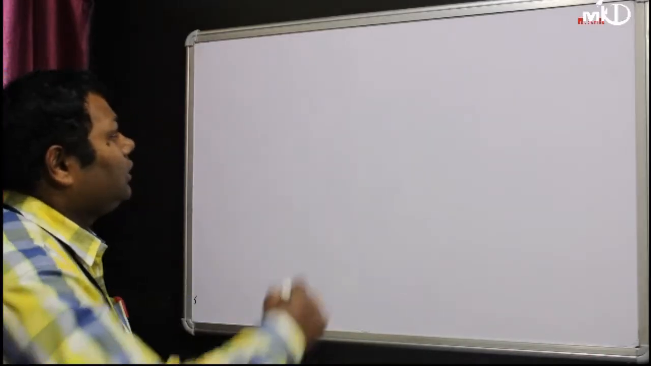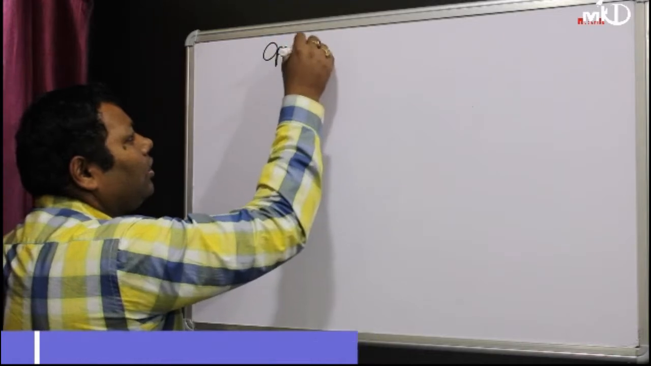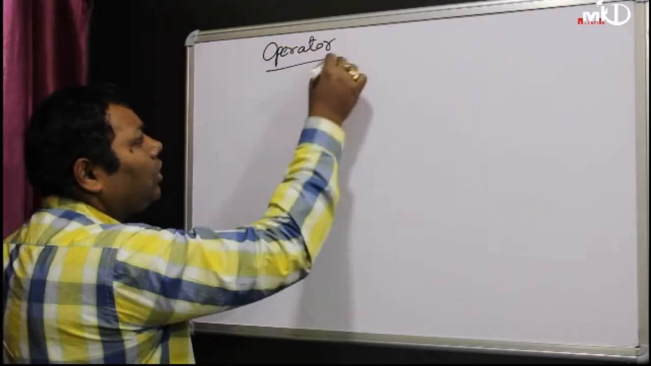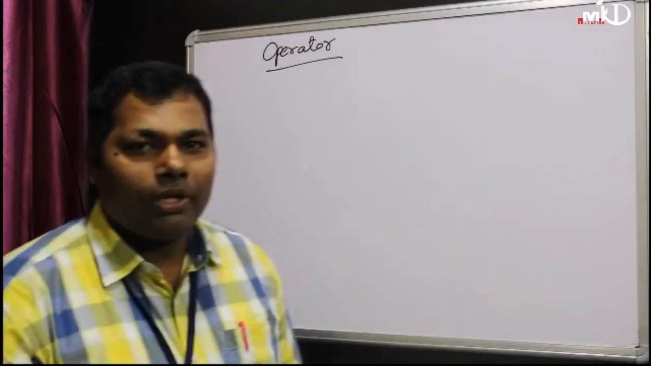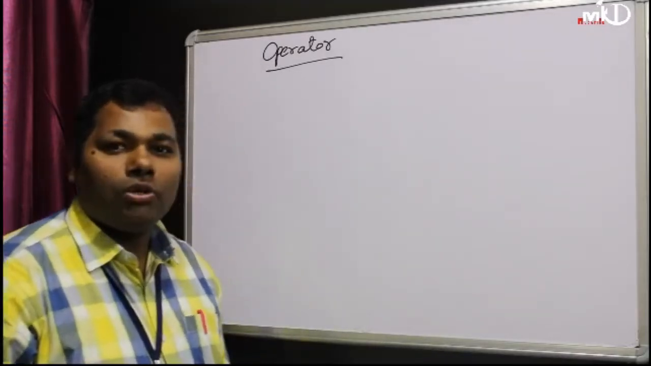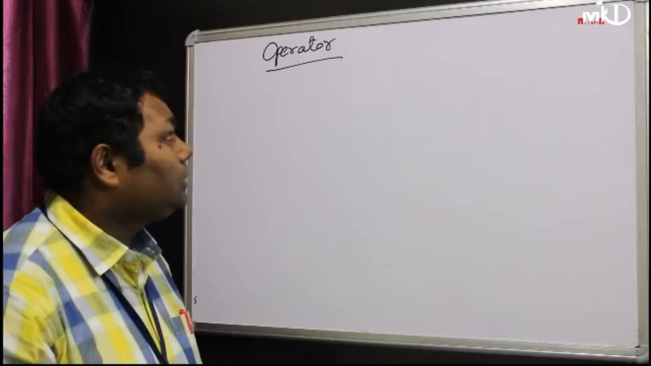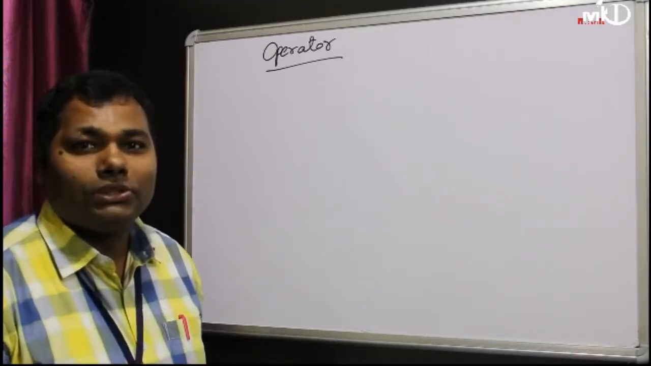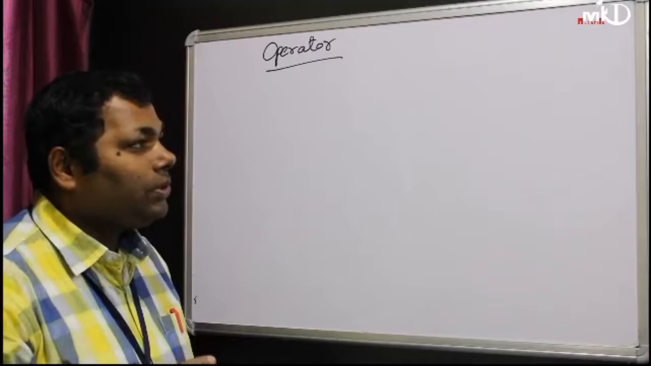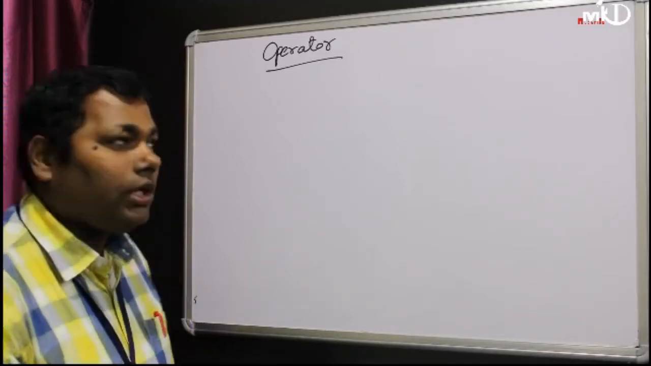Let me discuss the operator in detail. As we discussed, the operator is a symbol which will do some operation on operands. The operands may be one, two, or three. The operators are categorized into 8 types as per their operation.